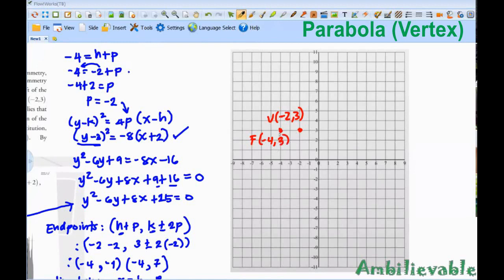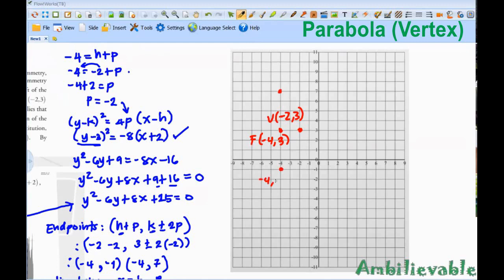So you can see that the vertex is here. So definitely our parabola will start like this. When the focus is on the left of the vertex, then it opens to the left. When the focus is on the right of the vertex, then it opens to the right. Here it opens to the left. Now let us see the endpoints. Negative 4, negative 1. At the same time, negative 4 and 7. So these are the endpoints.